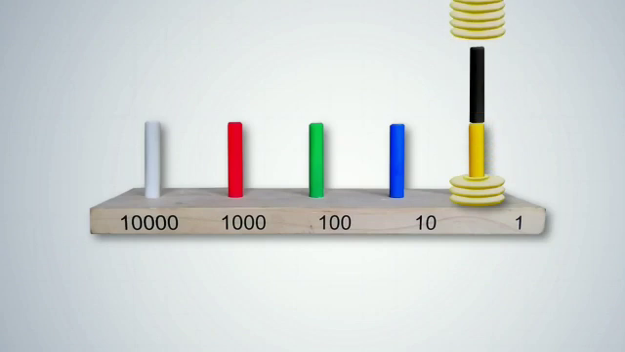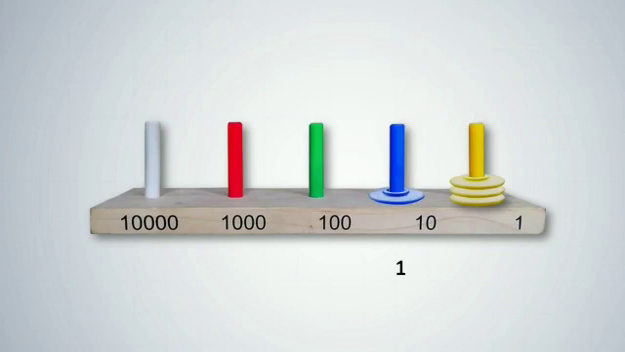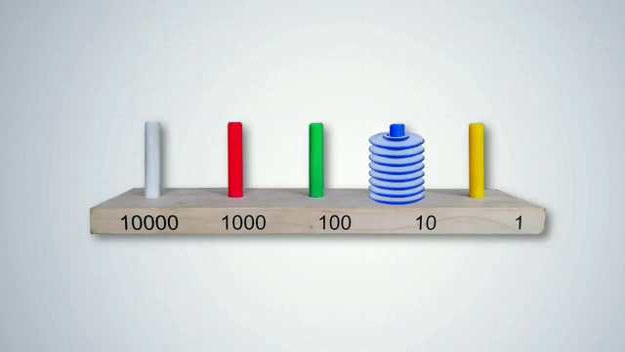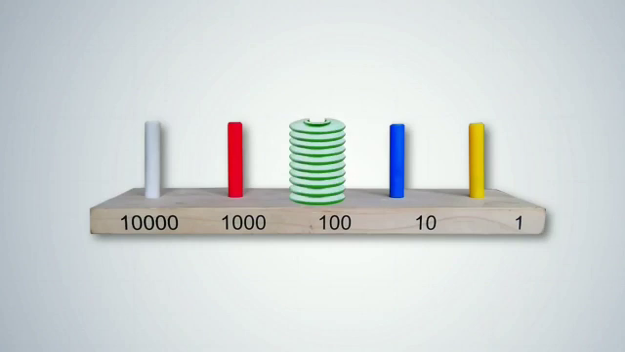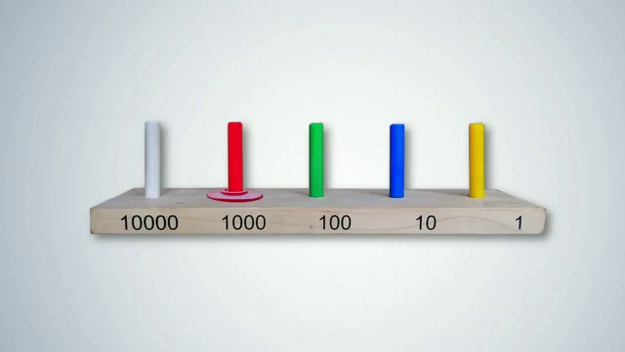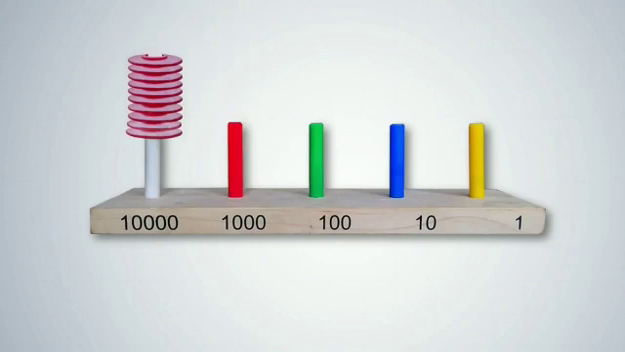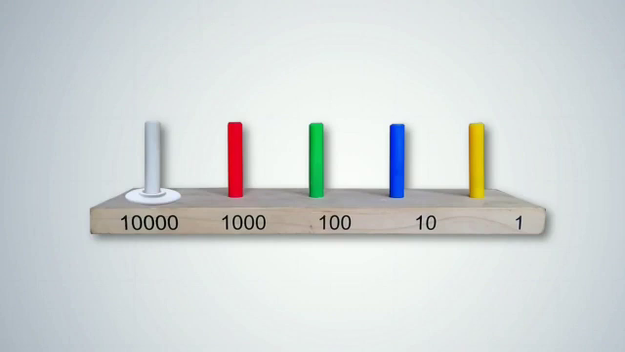10 yellow rings have to be replaced by a blue ring. So we now have 1 ten in the tens place and 3 ones in the ones place, representing 13. This process is repeated for digits in every place. 10 tens or 10 blue rings are replaced by 1 ring representing 100. 10 hundreds or 10 green rings must be replaced by 1 red ring representing 1000. 10 thousands or 10 red rings must be replaced by 1 white ring representing 10,000.